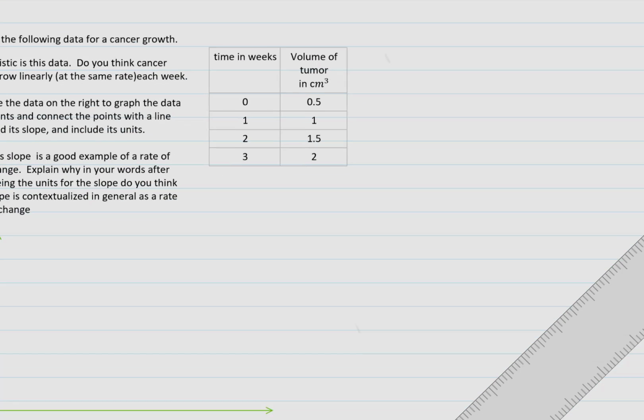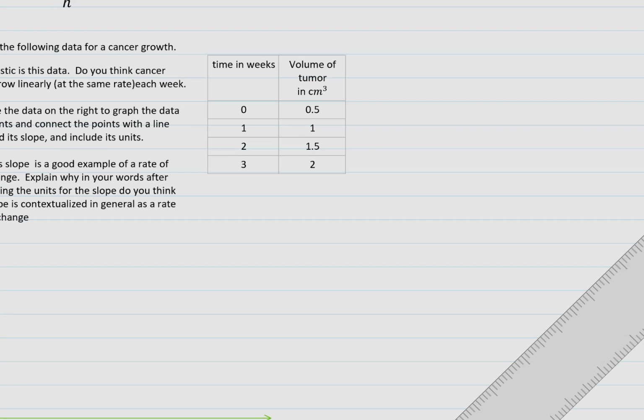Hello, everybody. Back in Algebra 1, when you studied linear functions and looked at the slope of the line, we interpreted that as an average rate of change. And I want to talk about that a little more tonight.